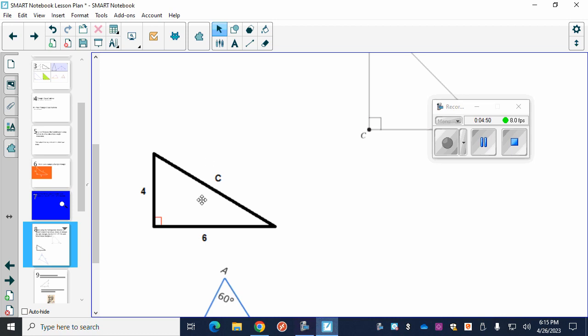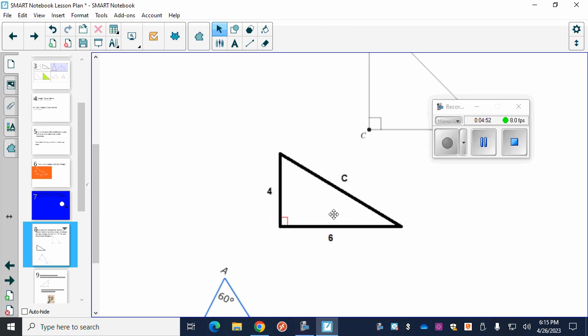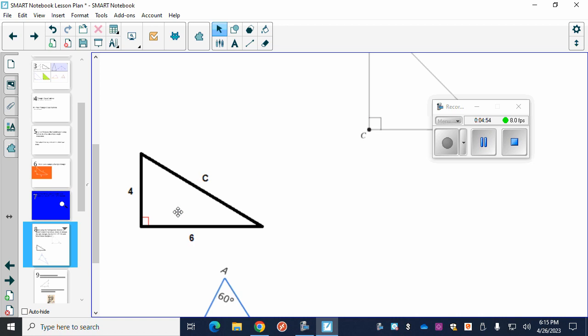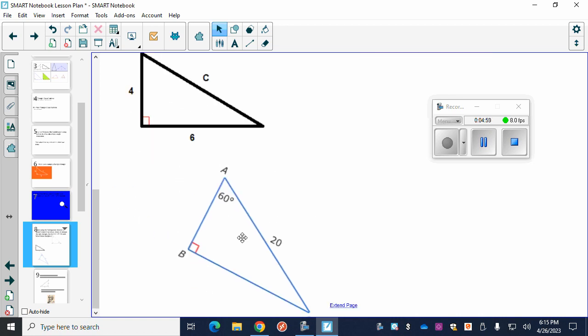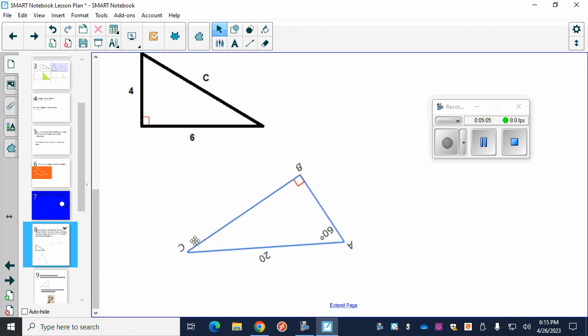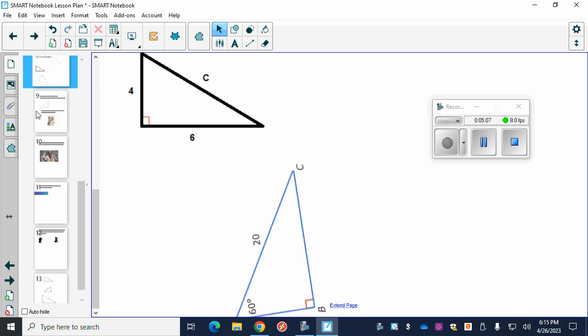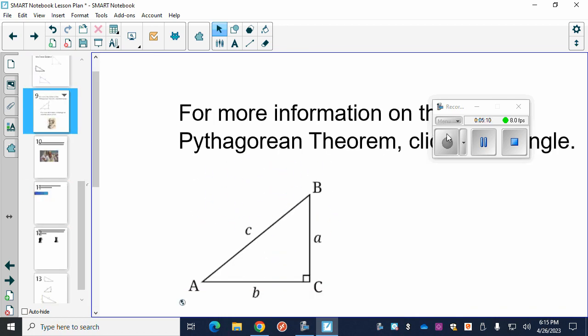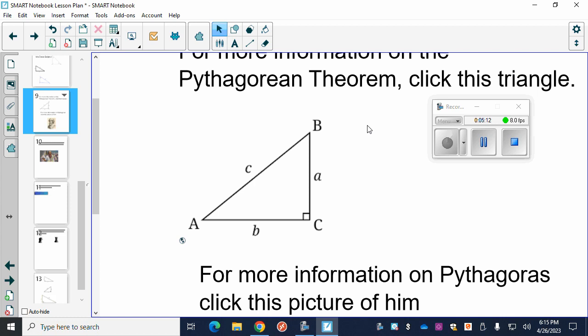So how about this one? I can't move this one up and down, but I can move it left and right. So we see this stays as the same right triangle, so therefore the theorem will still work. Now how about this one? Oh, it spins. But it stays the same right triangle as we spin it. So I'm going to say that still works. So for more information on Pythagorean theorem, click this triangle.